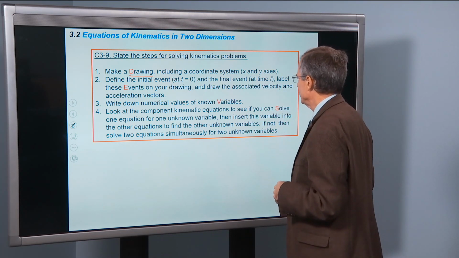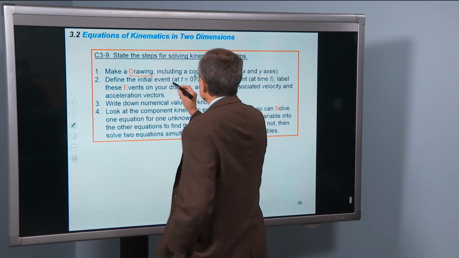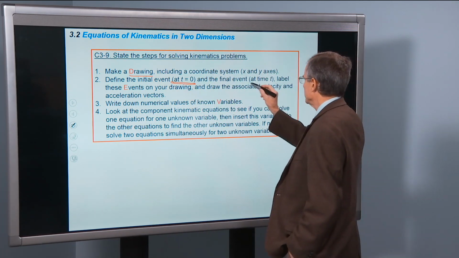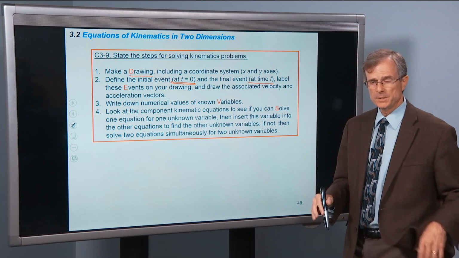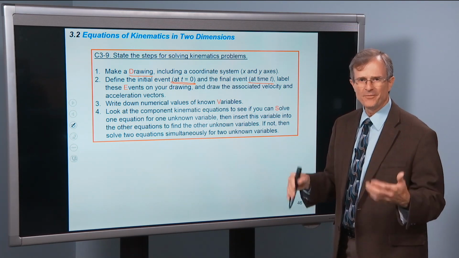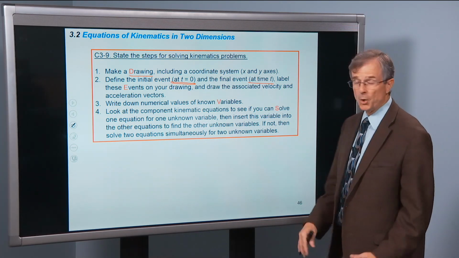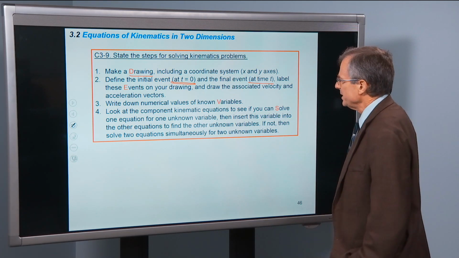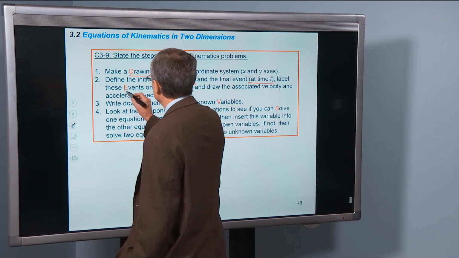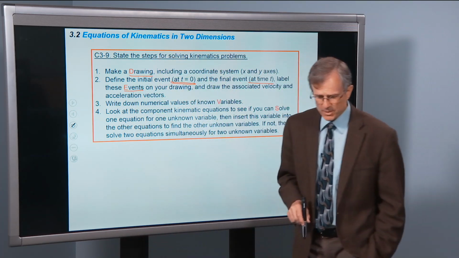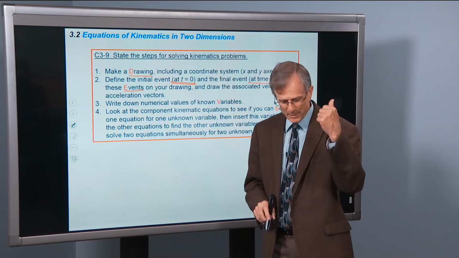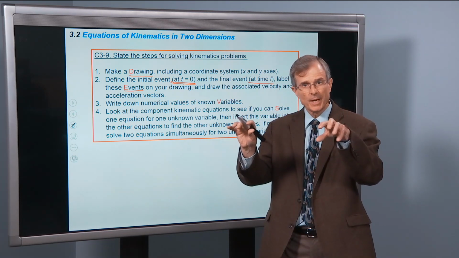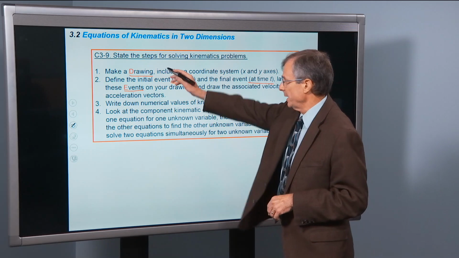Define the initial event and the final event. So the initial event is when the time starts at 0. The final event is when the time is measured as t, whatever that value is. Sometimes you'll know the final time, other times you won't in these problems. Label these events. So you've got to figure out what the events are. What's my initial event, and what's my final event? Once you know what those are, then you label them on your diagram, your drawing.